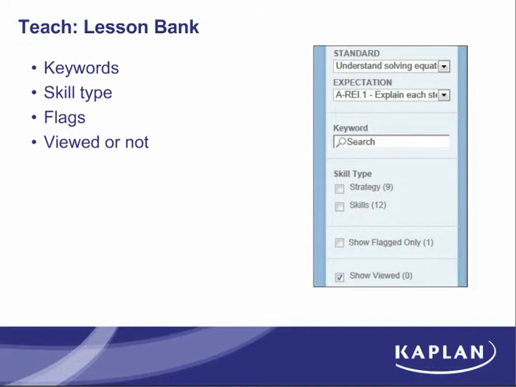Skill type allows you to filter your search by whether the lesson teaches a strategy or a skill. Summarization would be an example of a skill, while underlining keywords would be an example of a strategy. Both types of lessons are available in Lesson Bank. Show Flagged Only is a filter that brings up only the lessons that you have flagged for your future use. Show Viewed allows you to look only at lessons that you've already seen.